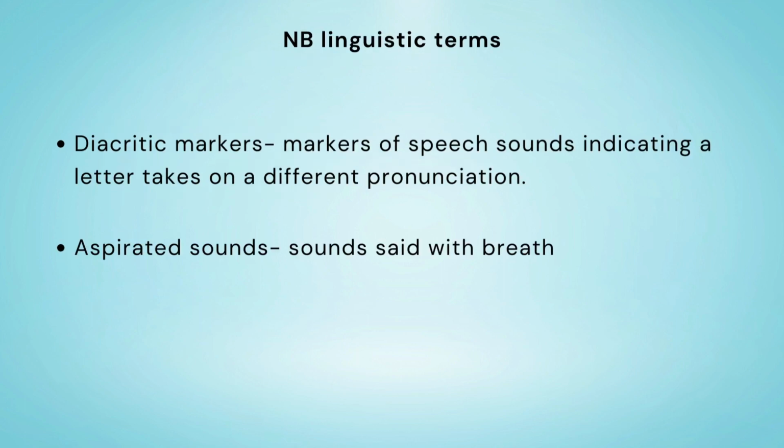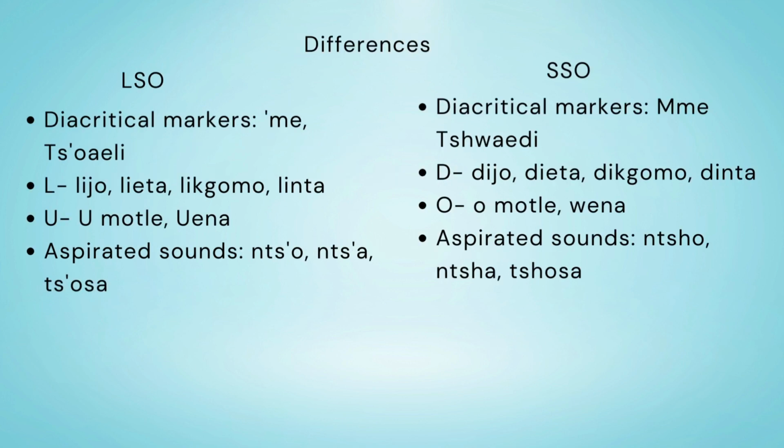I want you to look at these linguistic terms and just keep them in mind because they're important for the next section. Diacritic markers and aspirated sounds. Aspirated sounds are sounds that are said with breath. P, t, t. Let's look at some differences between the 2 Sesotho dialects.